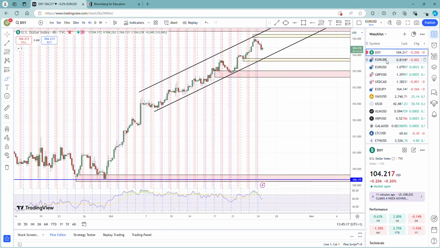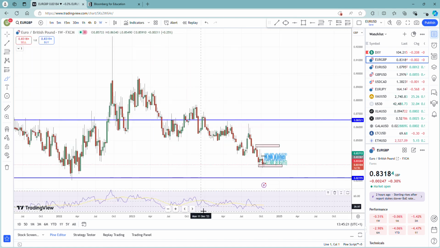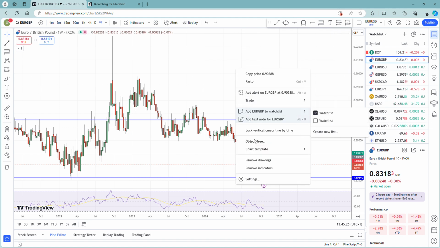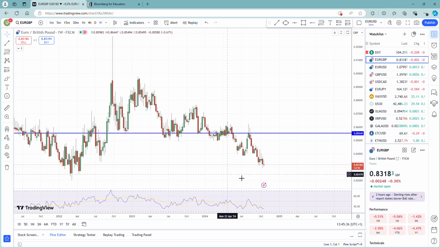So if we go to the Euro GBP, we'll mark the Euro GBP. Get rid of these drawings and start again. So weekly time frame, remember you want to trap the price between two levels of support and resistance. So here's your resistance here, and your support level just here.